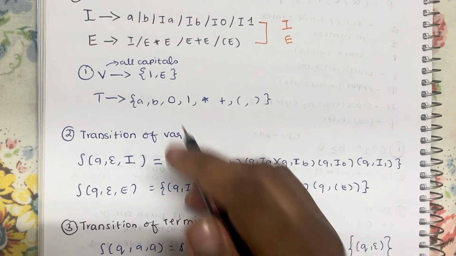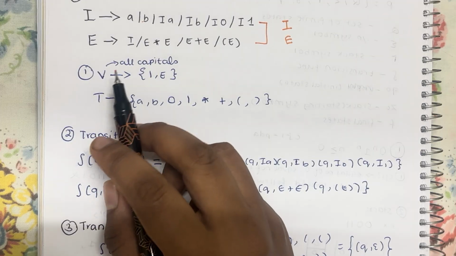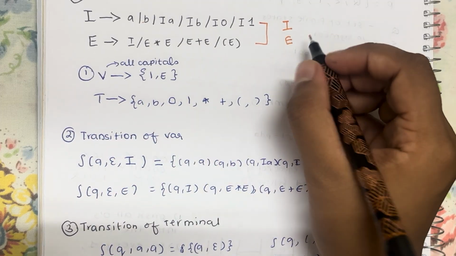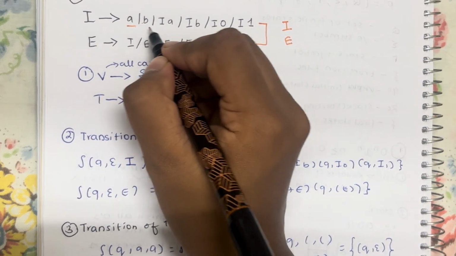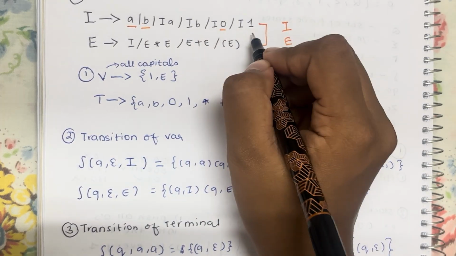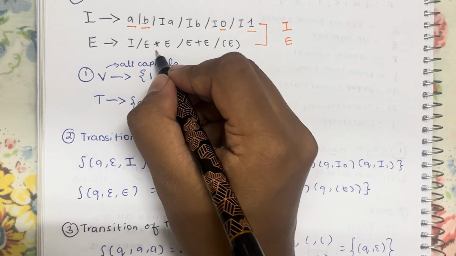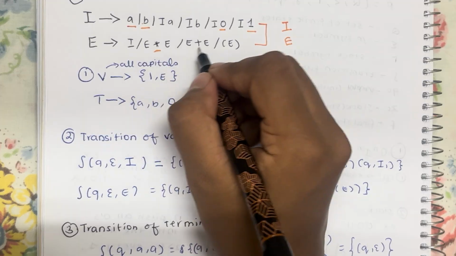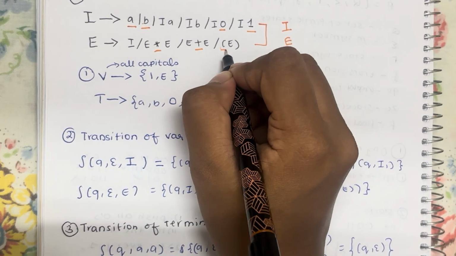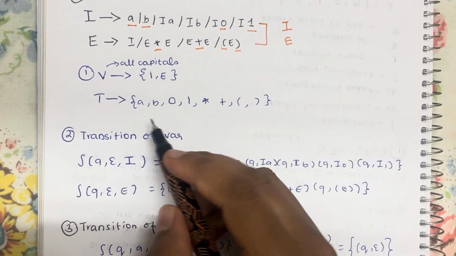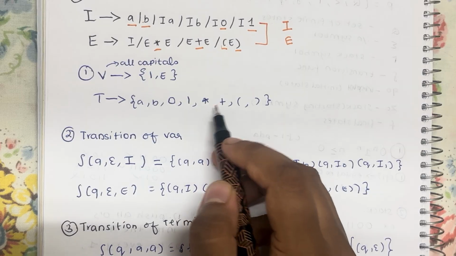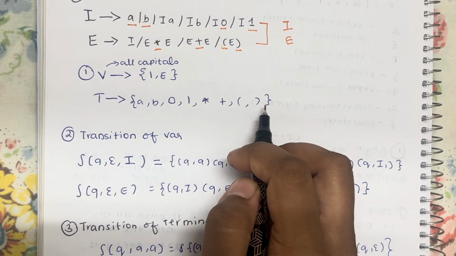And now terminals means everything other than the capital letters. So that would mean a, b, 0, 1, plus, star, left-hand bracket and right-hand bracket.